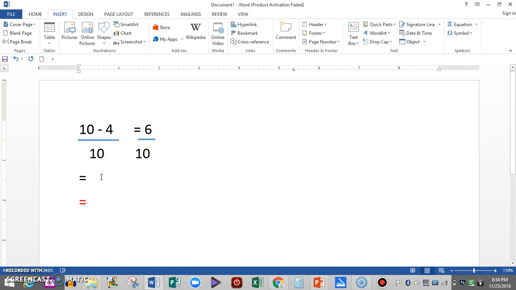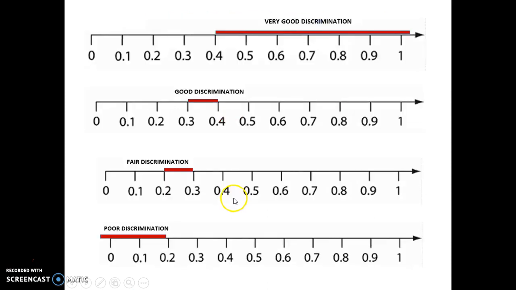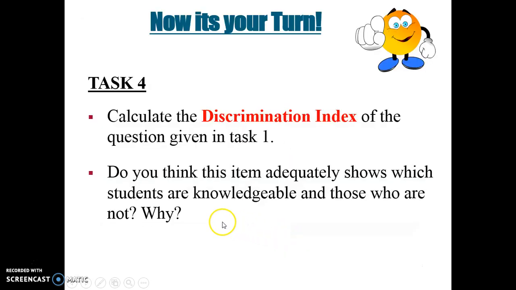If you put that in your calculator, 6 divided by 10 gives us 0.6. So 0.6 is our discrimination index. And what does that tell us about our item? We know that from our number line, anything that ranges from 0.4 and upwards suggests very good discrimination, and our item would fall at 0.6 right here. So it is a very good item in terms of discrimination. To answer part B, where it says, do you think this item adequately shows which students are knowledgeable and those who are not? The answer is yes, because the index suggests very good discrimination.